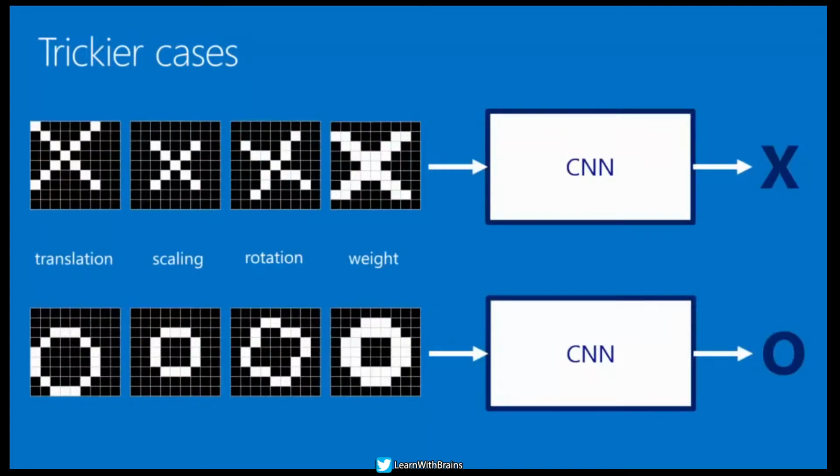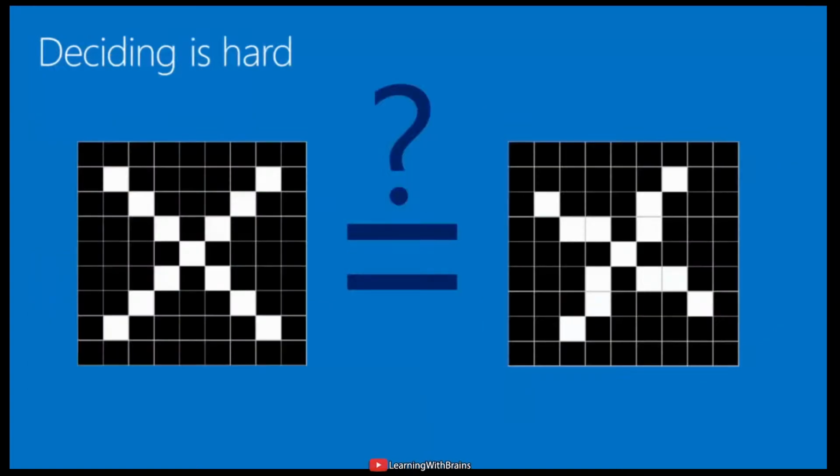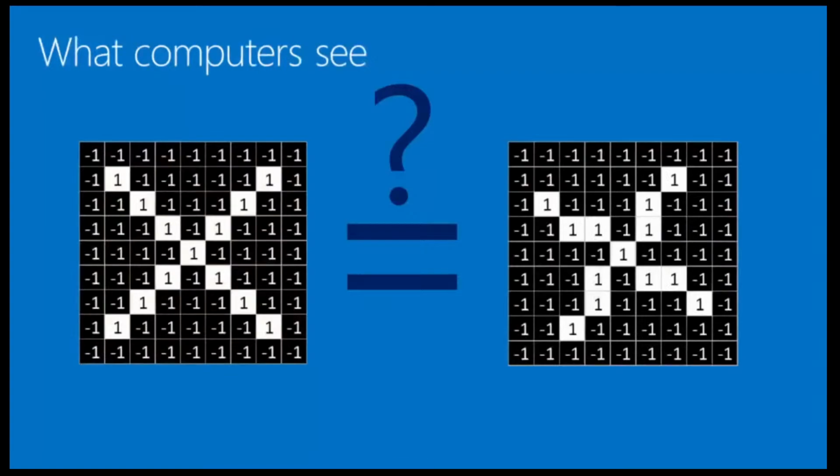has several steps in it. What makes it tricky is that the X is not exactly the same every time. The X or the O can be shifted, it can be bigger or smaller, it can be rotated a little bit, thicker or thinner, and in every case we would still like to identify whether it's an X or an O. Now the reason that this is challenging is because for us, deciding whether these two things are similar is straightforward. We don't even have to think about it.